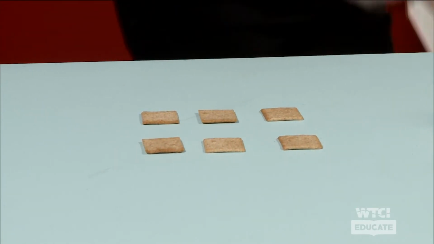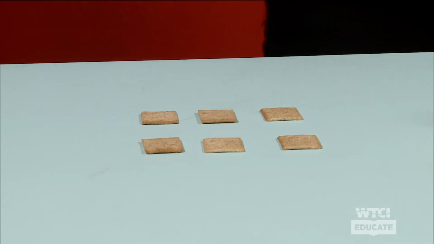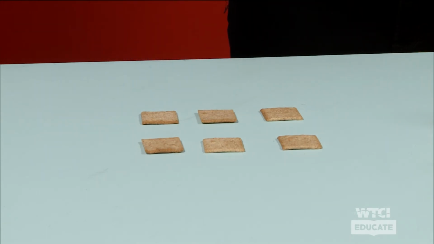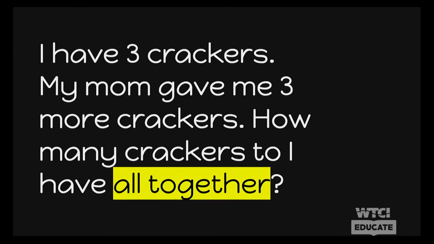This time I'm going to give you all a minute of private think time, and I want to see if you can represent and solve with a picture and an equation before I do. All right, I'm going to work on it on my board, but I'm not going to show you yet. You work on it on your board, and then we'll check our answers. I'm going to say that number story again. I have 3 crackers. My mom gave me 3 more crackers. How many crackers do I have all together?